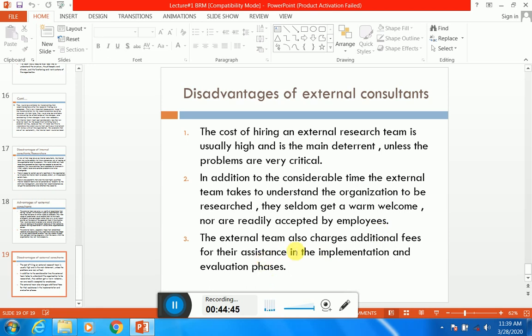And the last, the external team also charges additional fees for their assistance in the implementation and evaluation phases. As I told you earlier, they will charge you high fees because these are the external consultants.